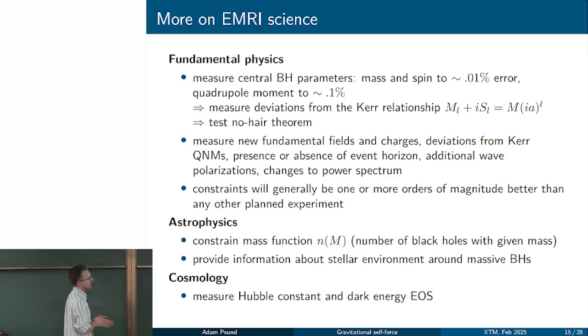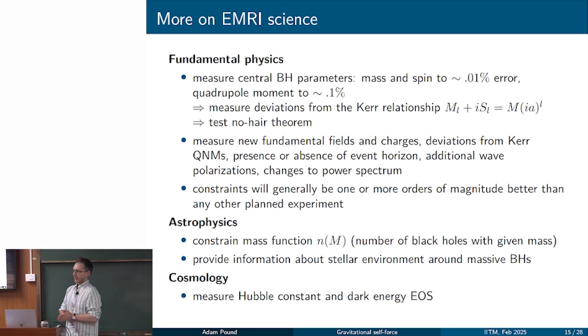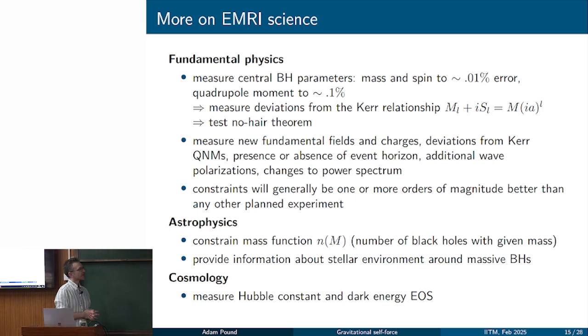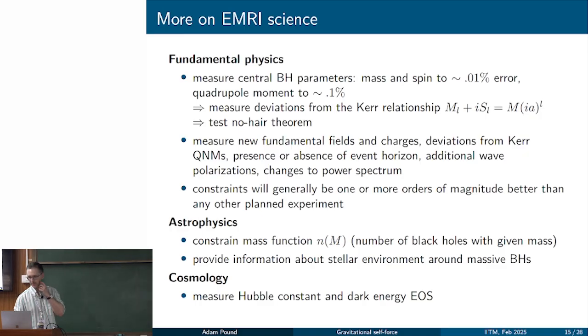We can look for the presence or absence of an event horizon, additional wave polarizations in the signal, and changes to the power spectrum due to modifications to GR. All of these things we can do with high precision with EMRIs.